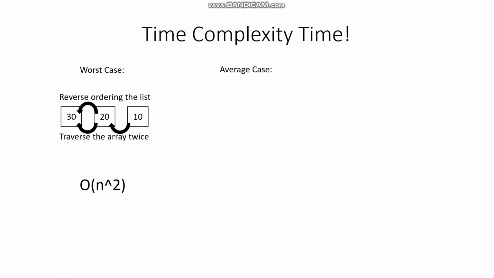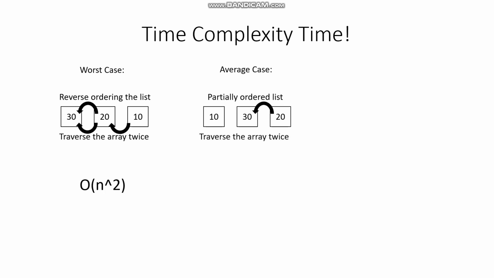For the average case, we'll use a partially ordered list. As you can see, 10 is less than 30, but 30 is greater than 20. So we only have to perform one swap, but we still traverse the array twice, as we will still have to access the subarray. That is still O(n squared).